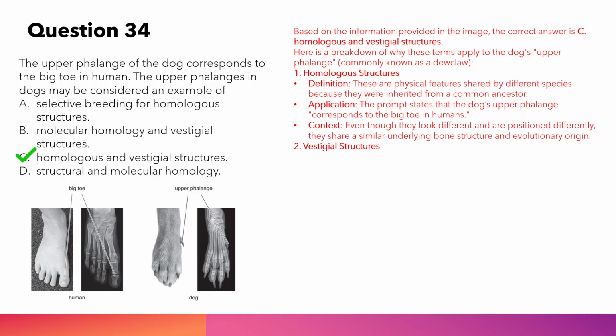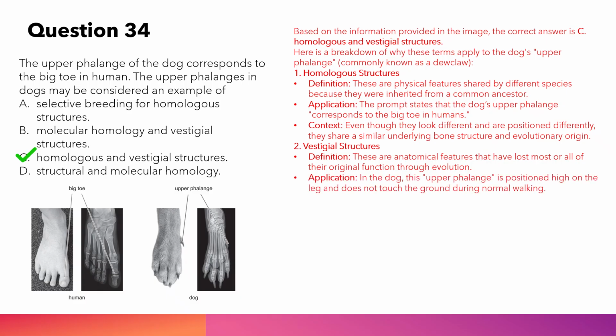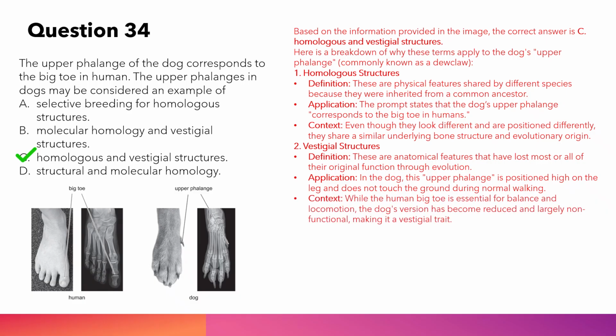2. Vestigial structures. Definition: these are anatomical features that have lost most or all of their original function through evolution. Application: in the dog, this upper phalange is positioned high on the leg and does not touch the ground during normal walking. Context: while the human big toe is essential for balance and locomotion, the dog's version has become reduced and largely non-functional, making it a vestigial trait.